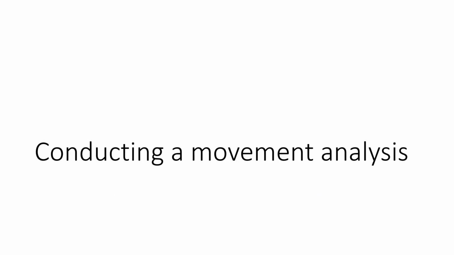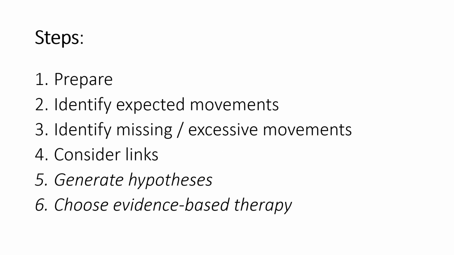So now we're more confident to name movements, let's clarify the steps in conducting the movement analysis. First, you'll prepare the task and equipment. Next, you'll identify the expected movements for the task. Then you'll watch the affected limb do the task and notice which movements are missing or excessive compared to what was expected at each joint and the links between these. Then you'll generate hypotheses about why those missing or excessive movements are happening, and you'll choose evidence-based therapies to address them. But those last two steps are beyond the scope of this tutorial, so let's step through the first few.